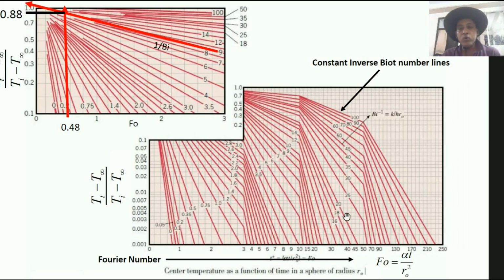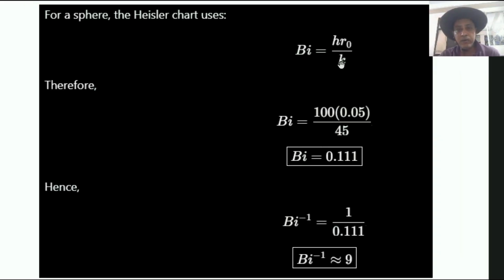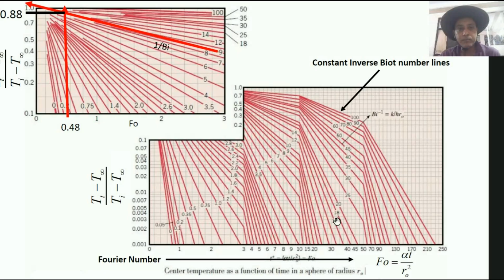Now what you have to do is find the inverse Biot number whose value is 9. You can see the 9 is over here, and I have shown it with the help of a thick red line. This is the constant inverse Biot number line whose value is 9, because we have found the inverse Biot number to be 9. Now the Fourier number came out to be 0.48. You can see 0.48 is somewhere between 0 and 1.